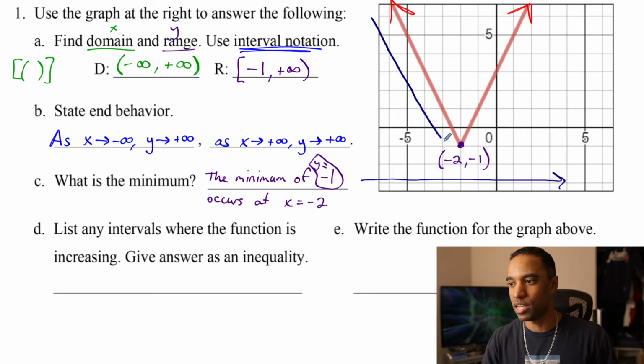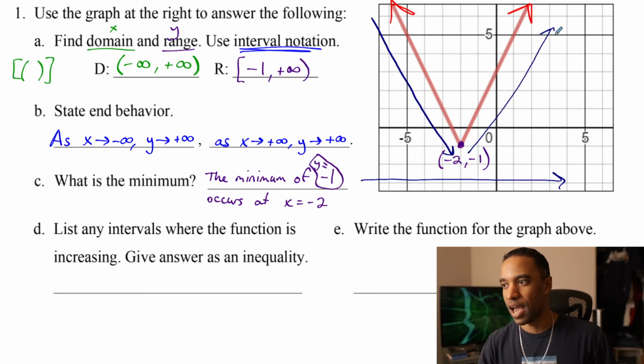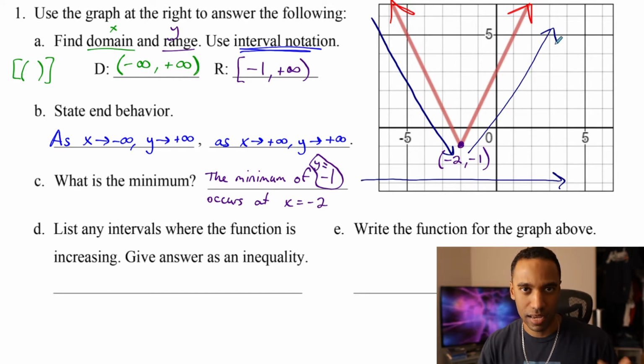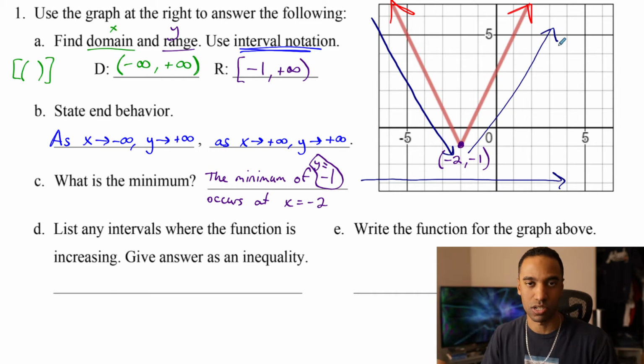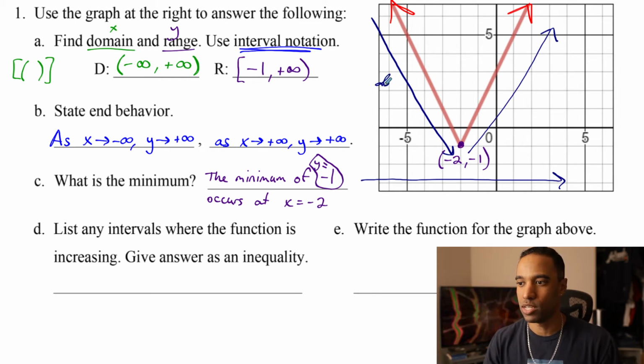It's decreasing all the way up until x equals -2, and it starts increasing after x equals -2. And at x equals -2, it reached its minimum. It's neither increasing nor decreasing. It kind of just changes direction. So it's decreasing here, and it's increasing here.